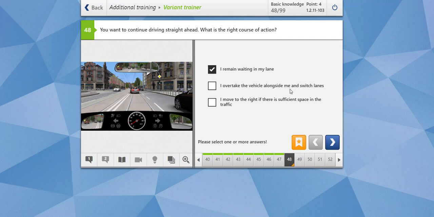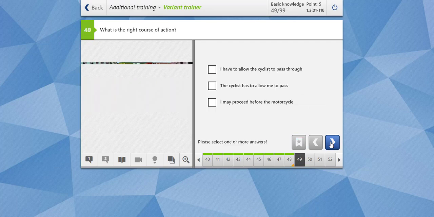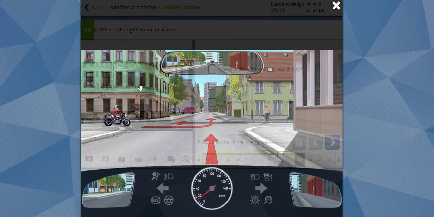I overtake the vehicle alongside me and switch lanes. I move to the right if there is sufficient space in the traffic. This option is also correct. Let's look at the answers. Our answers are correct.